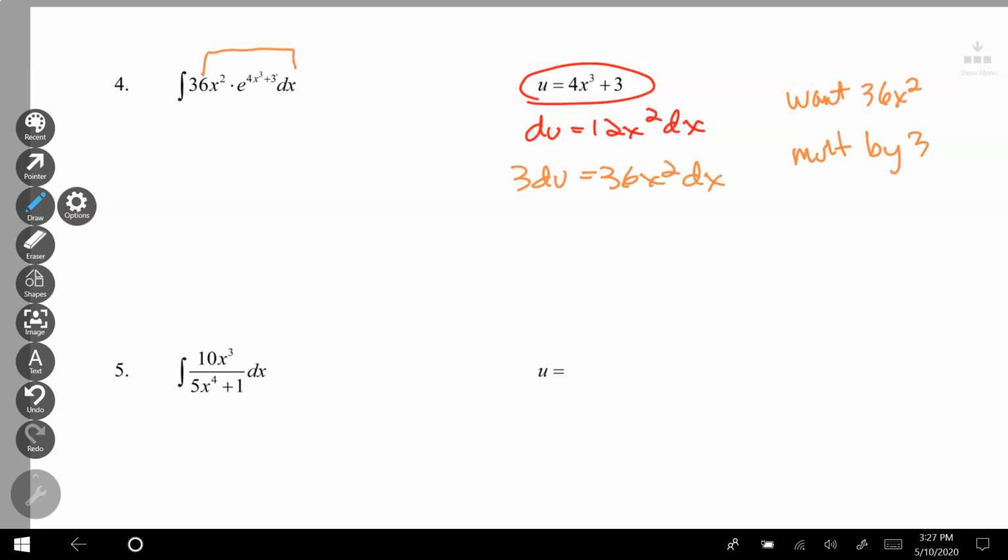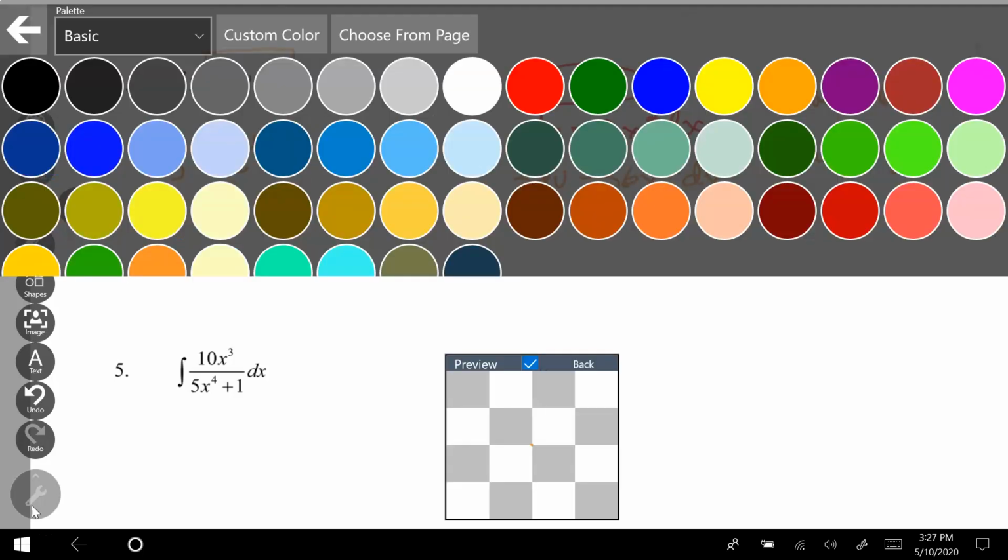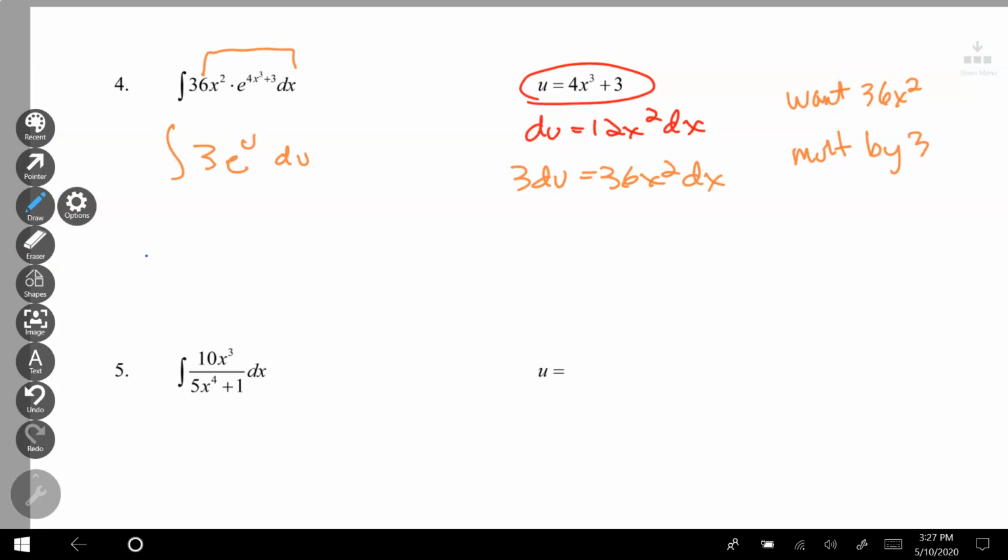And look at that, I had those two right there, and I could rewrite this as the integral of 3 e to the u du, which is a very easy antiderivative to take. Not very complicated at all. 3 e to the u plus c, or 3e, not to the u anymore, 4x cubed plus 3 plus c.